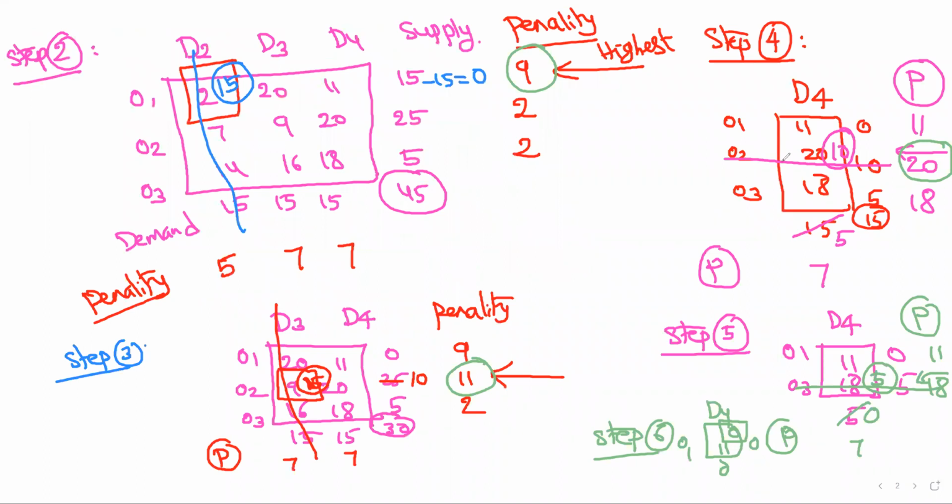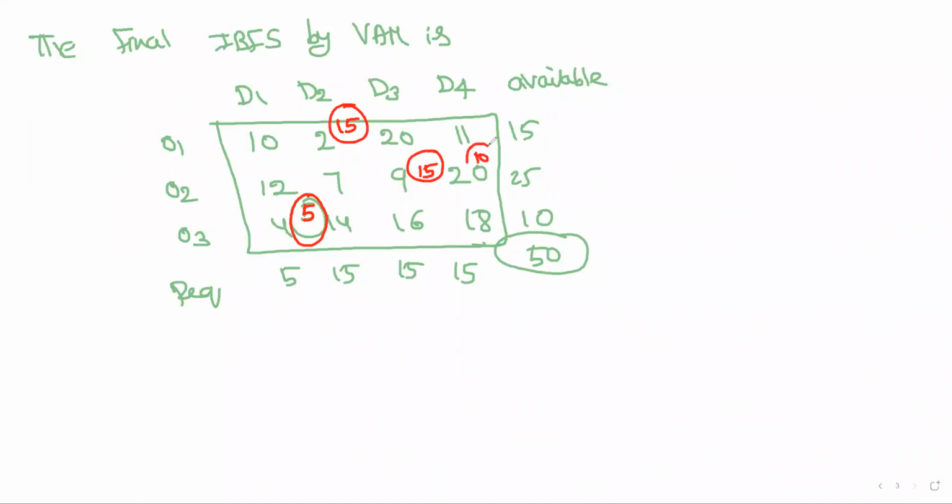Next, O2D4 10. Why I stopped here means before here I wrote 25 here. Total how much 25 should be there, but I have allocation is there here. From that I can identify the mistake. From this also you can identify the mistake.